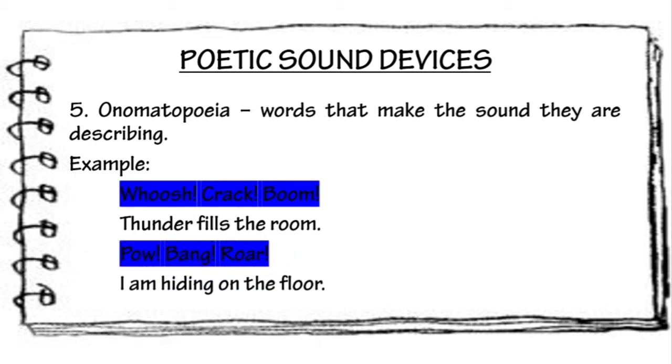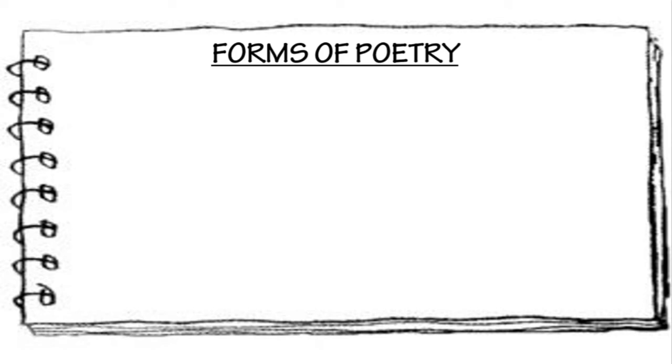So in this example, the highlighted words actually describe the sounds as if the reader hears the story. And now, for our last topic, we will talk about the forms of poetry.